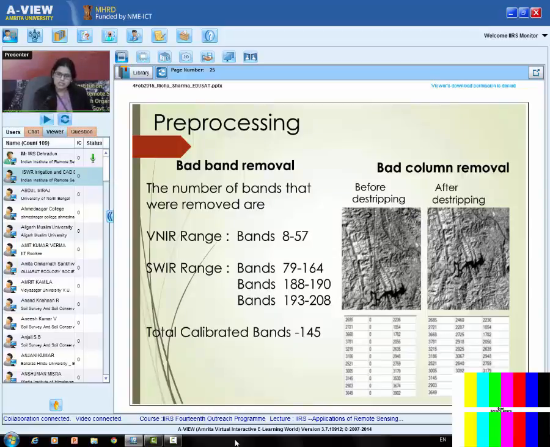So we have subsetted spectrally. We have selected bands from band number 8 to 57. Then in the SWIR range, we selected from band number 79 to 164, and like that. So the total number of calibrated bands that we have got is 145.